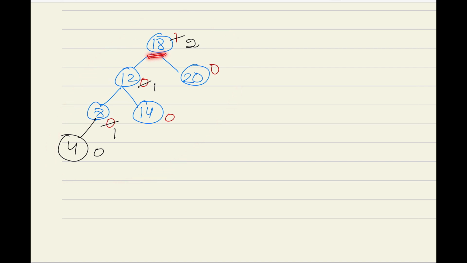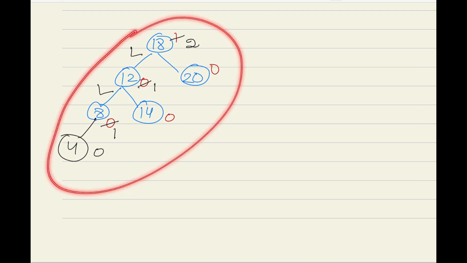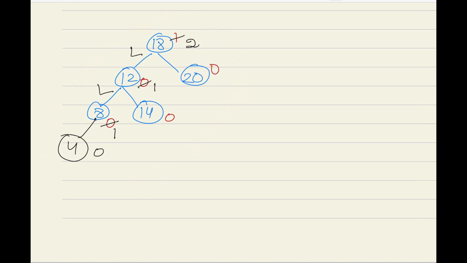So from the critical node, move towards the newly inserted node. If we move towards the newly inserted node, the path is like this. So move towards left, move towards left. To make this unbalanced tree a balanced one, we need to perform LL rotation here. So how to perform LL rotation?